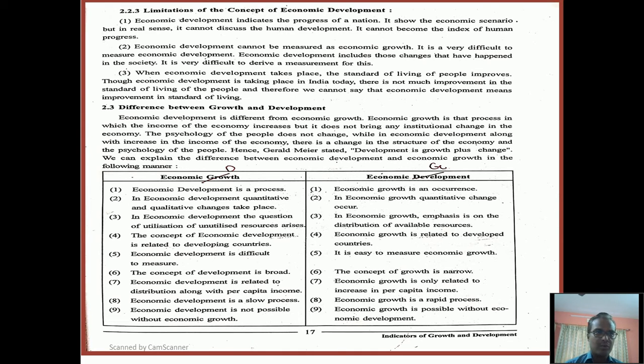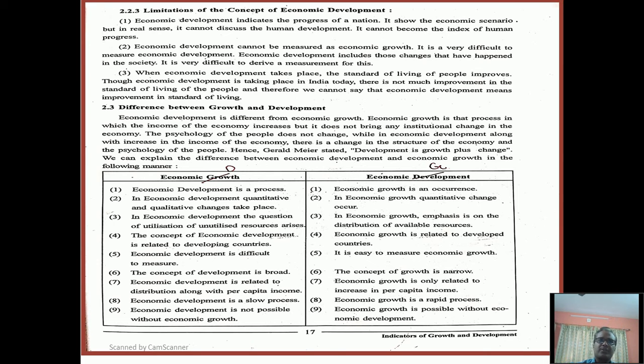Now economic development and economic growth. With the above discussion, we can find there are many differences between the similar words growth and development. First is economic development. Economic development is a process, while growth is an occurrence. Economic development has 2 phases, quantitative and qualitative. Growth contains only quantitative changes, in terms of only output.